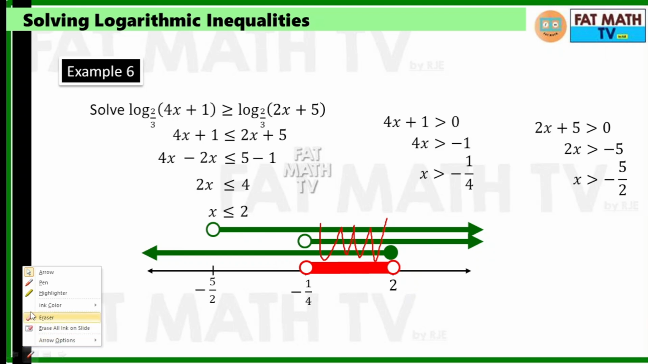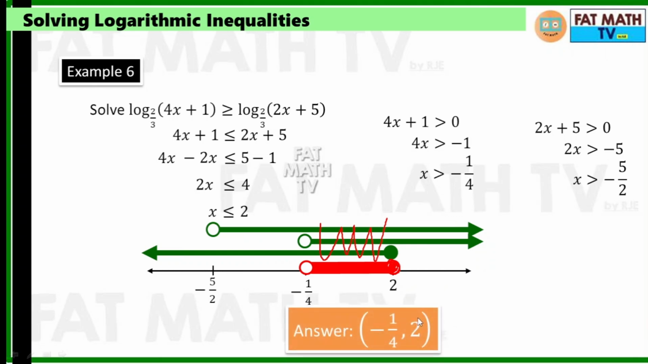It should be a solid circle here because 2 is part of the solution. So we should have a bracket on 2. So negative 1/4 to 2. So all real numbers greater than negative 1/4 but less than or equal to 2. So it should be a bracket here instead of a parenthesis. So bracket at 2 because 2 is part of the solution.